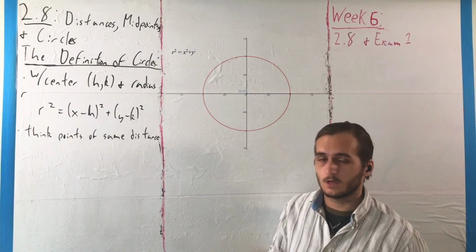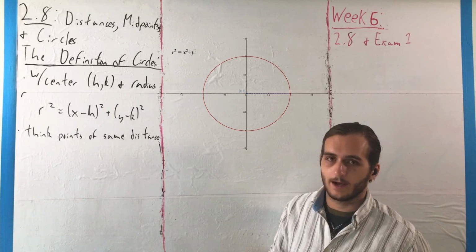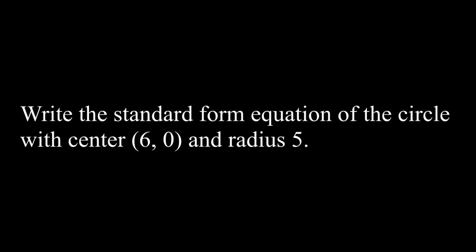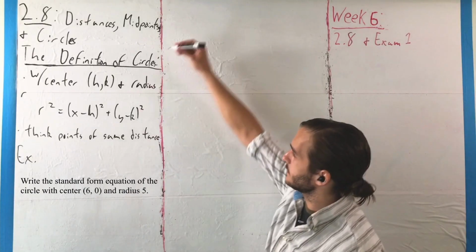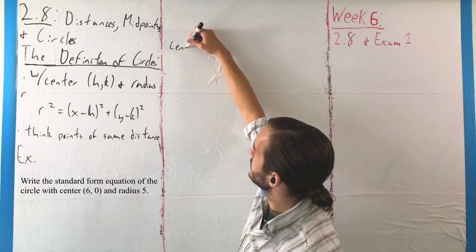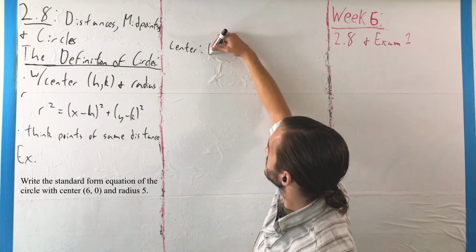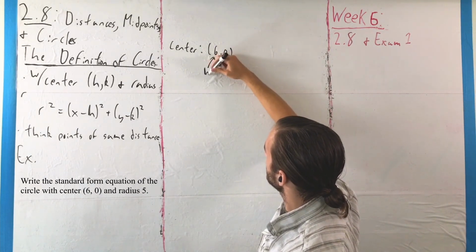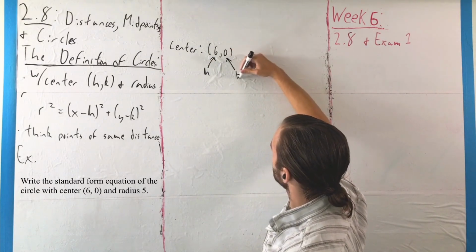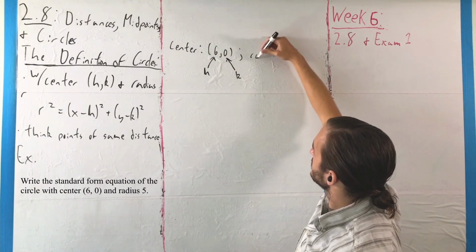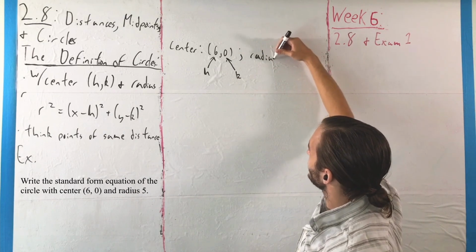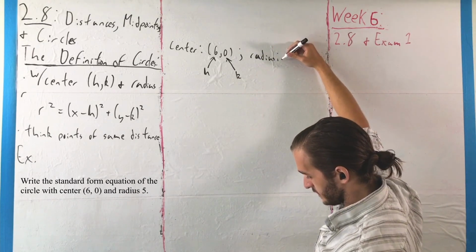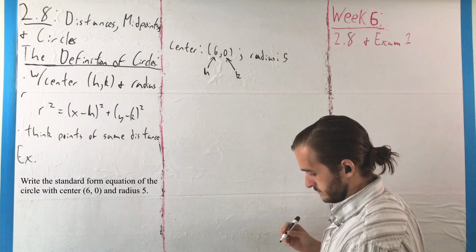And we're going to finish this section here with a couple of quick examples for how these constructions work. So for one example, we want to write the standard form equation of the circle with center 6, 0, and radius 5. Very, very basic formula work here. We have that our center is 6, 0. So we have that 6 is h and 0 is k, while our radius in this case is given as the value 5.